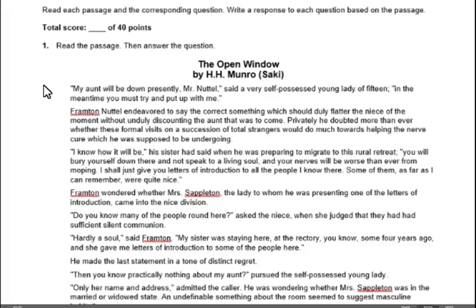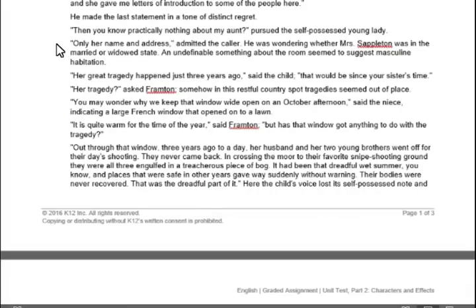Do you know many of the people round here? asked the niece when she judged they had sufficient silent communion. Hardly a soul, said Frampton. My sister was staying here at the rectory, some 4 years ago, and she gave me letters of introduction to some of the people here. He made the last statement in a tone of distinct regret. Then you know practically nothing about my aunt? pursued the self-possessed young lady. Only her name and address, admitted the caller.